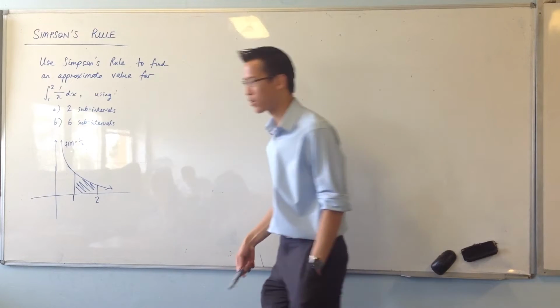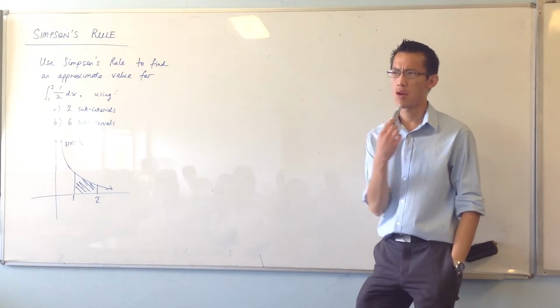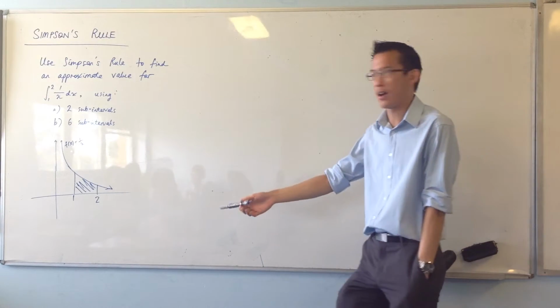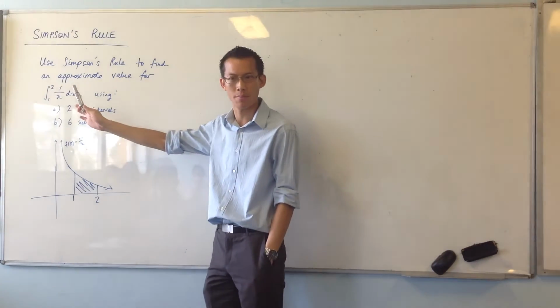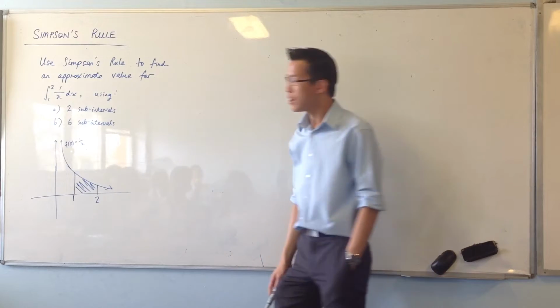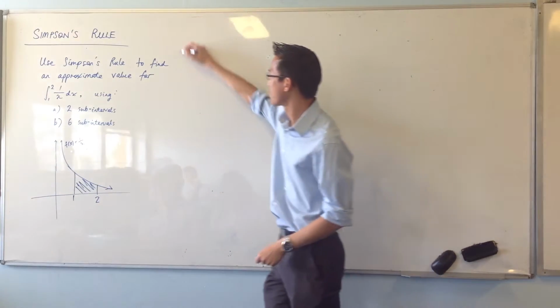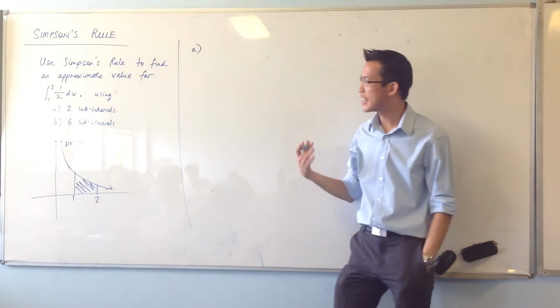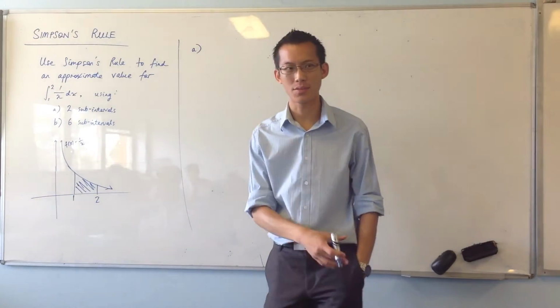Okay? So it can be quite separate, and later on, we'll see how we go. When you're looking at volumes, it has nothing to do with area, right? But it's equivalent to the integral, so that's what I'm interested in. Right, so let's start off with part A. And if we're using Simpson's rule, it says 2 subintervals, okay?